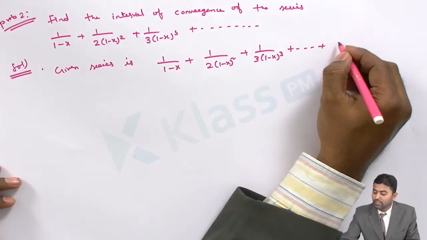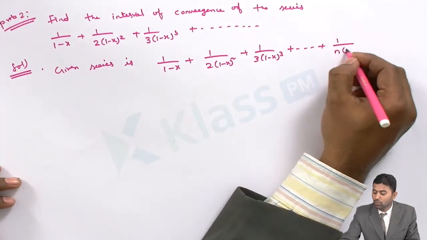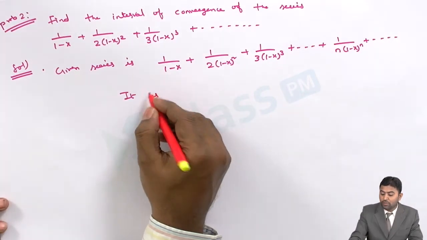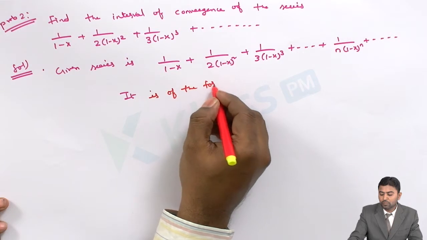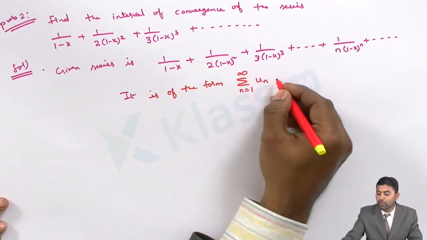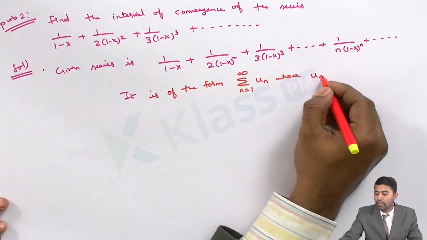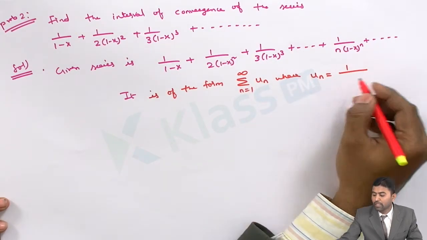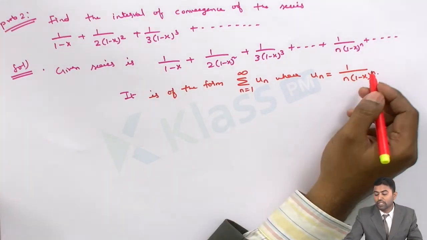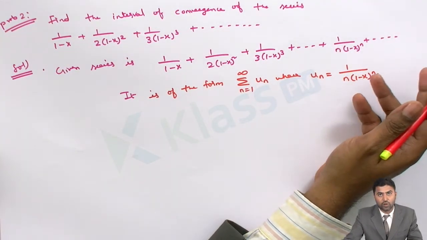So I can write here the nth term as 1 by n into 1 minus x whole power n plus and so on. So it is of the form summation n equal to 1 to infinity un, where un is equal to 1 by n into 1 minus x whole power n. So here I don't know whether x is positive or negative. What happens to that, right?